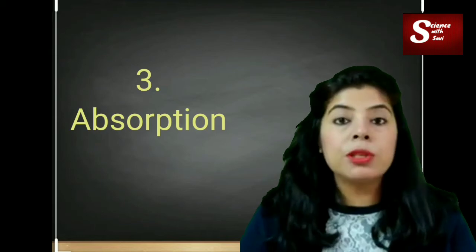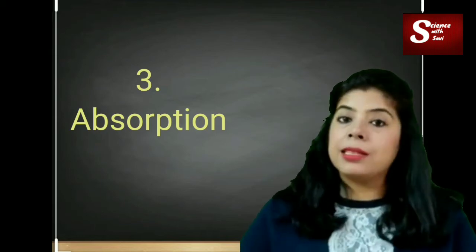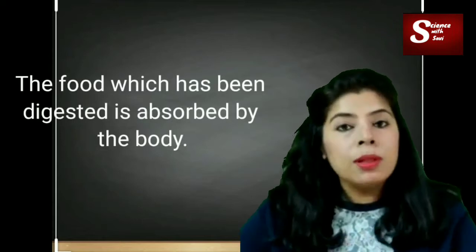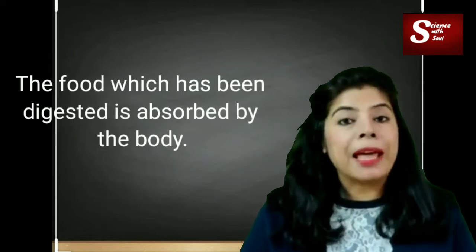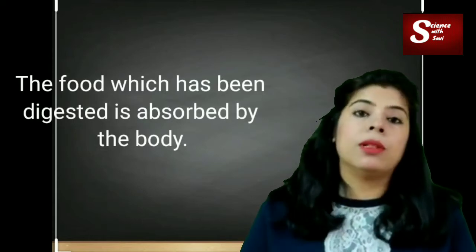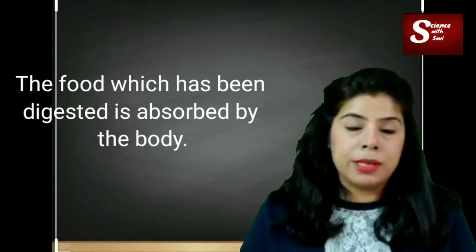Third form is absorption. So what happens in absorption? The food which is digested, that is, it has been broken down into a simple form, then reaches all the cells and tissues of the body, and the body absorbs all these simple forms into it.